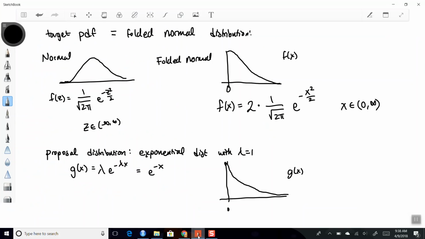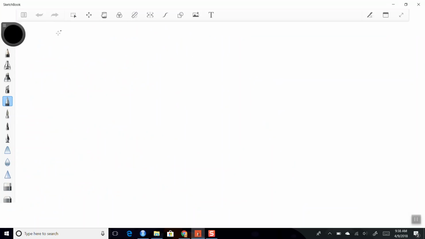So again, our f of x, our target PDF, is 2 times 1 over root 2 pi times e to the negative x squared over 2. And our g of x is equal to e to the negative x, okay?